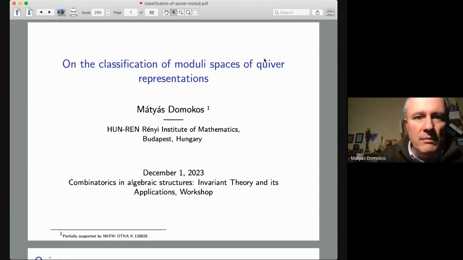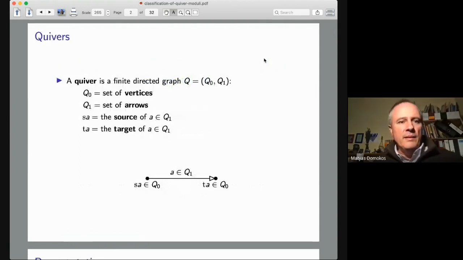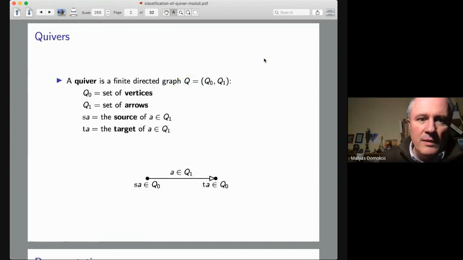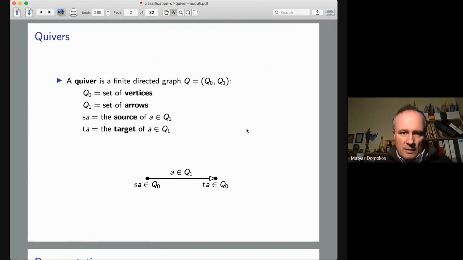So quiver representations were mentioned already in a few talks, but I need to go into the details a bit more. A quiver is just a finite directed graph. Q sub 0 will stand for the set of vertices and Q1 for the set of arrows. For an arrow A, I shall denote by S of A the source of the arrow, and T of A the target of the arrow. So S and T are maps from the arrow set to the vertex set.